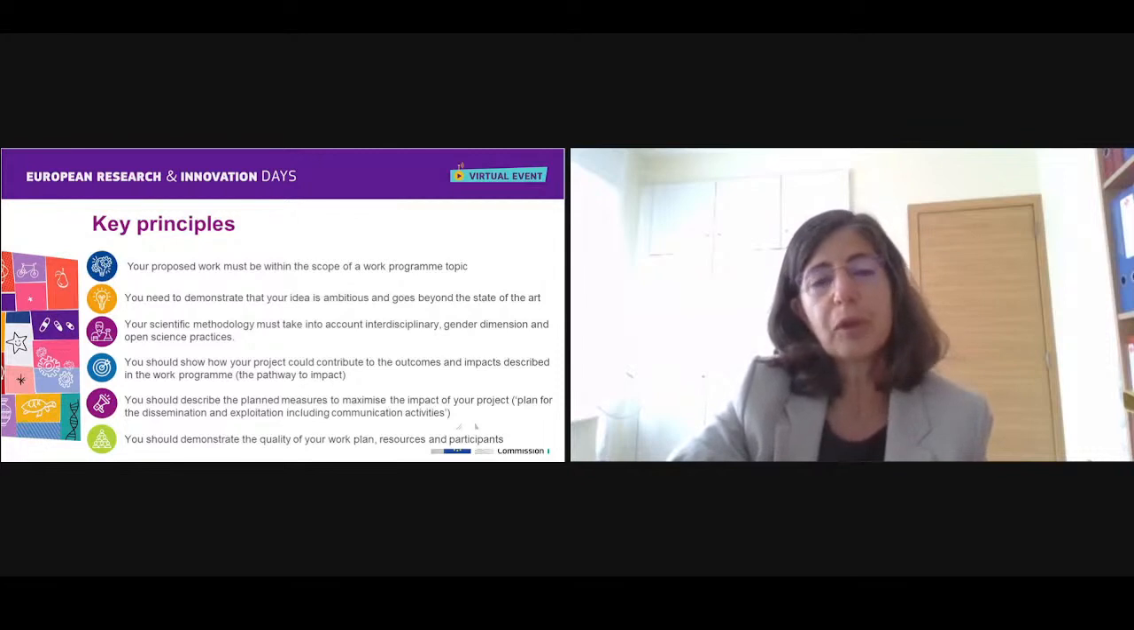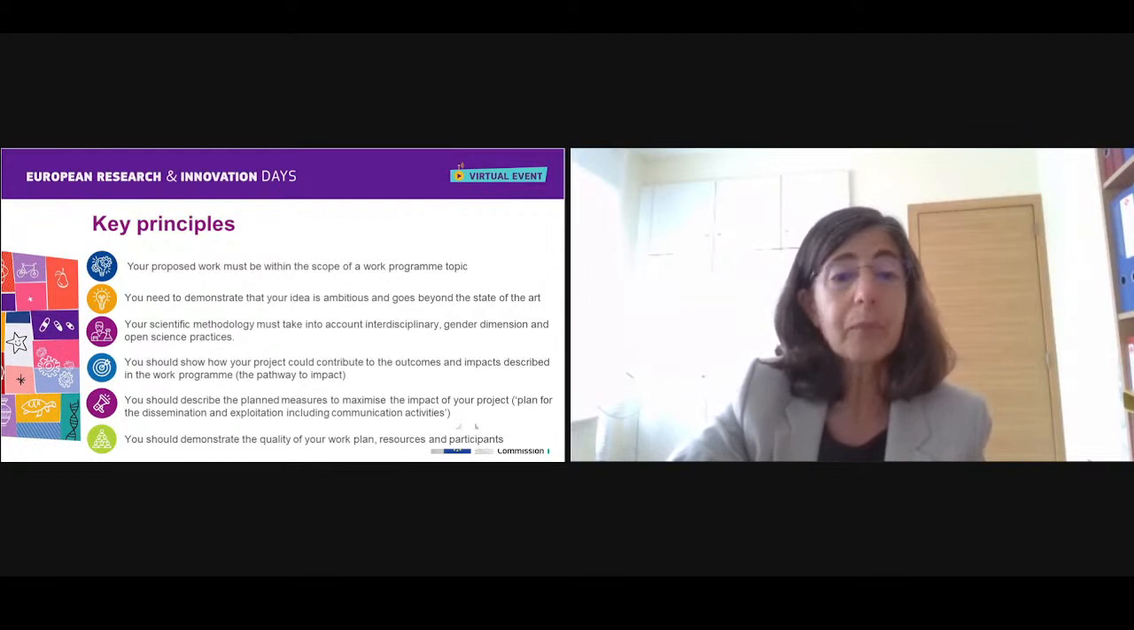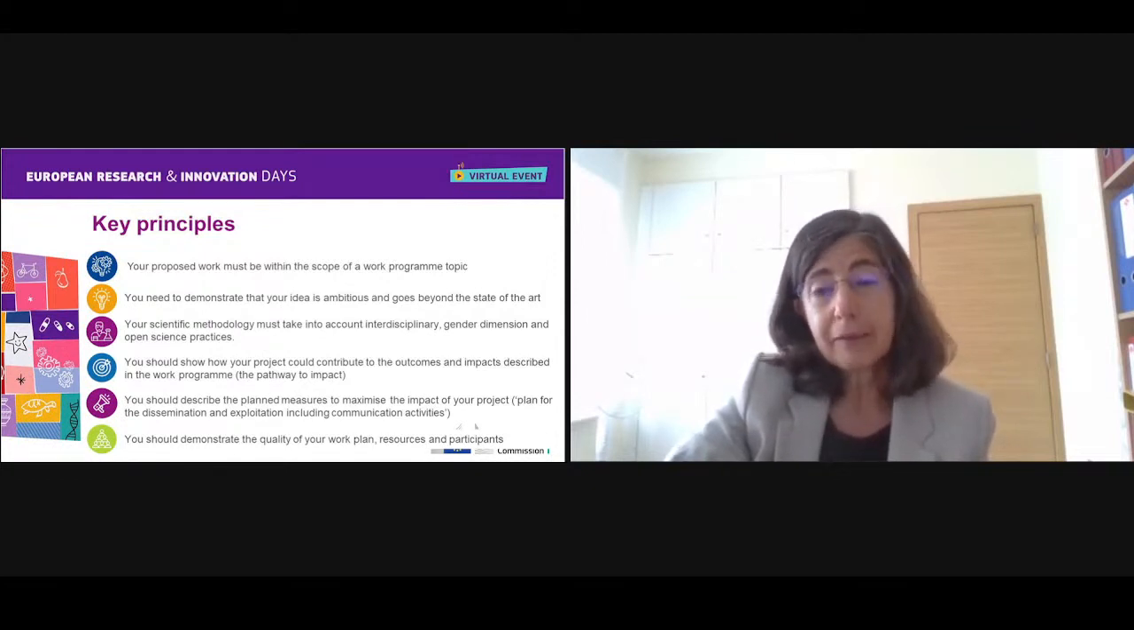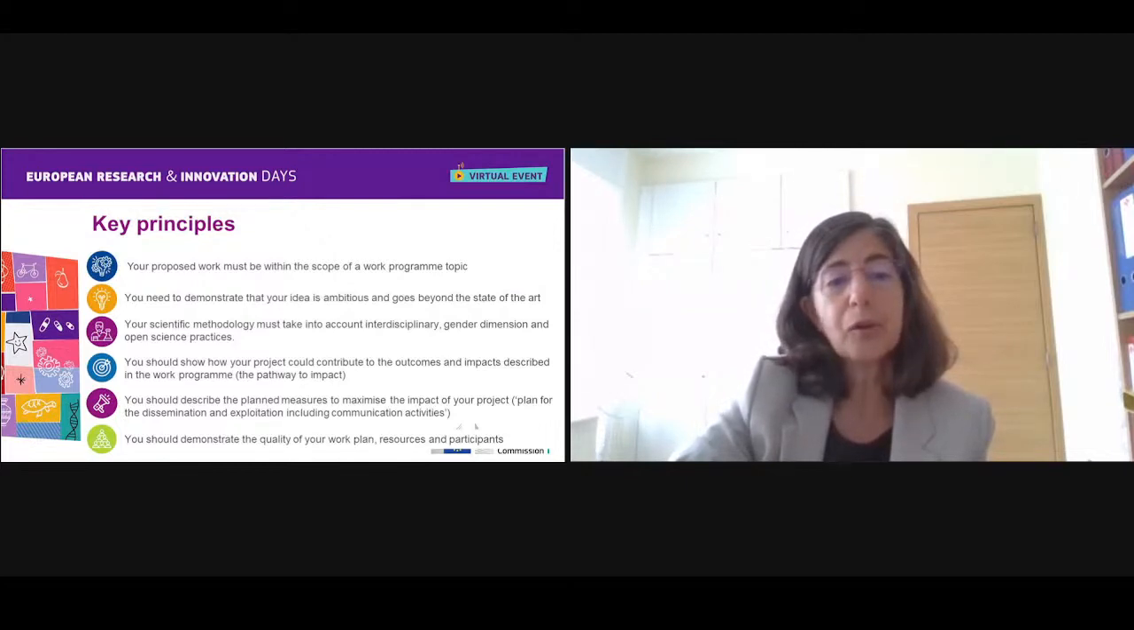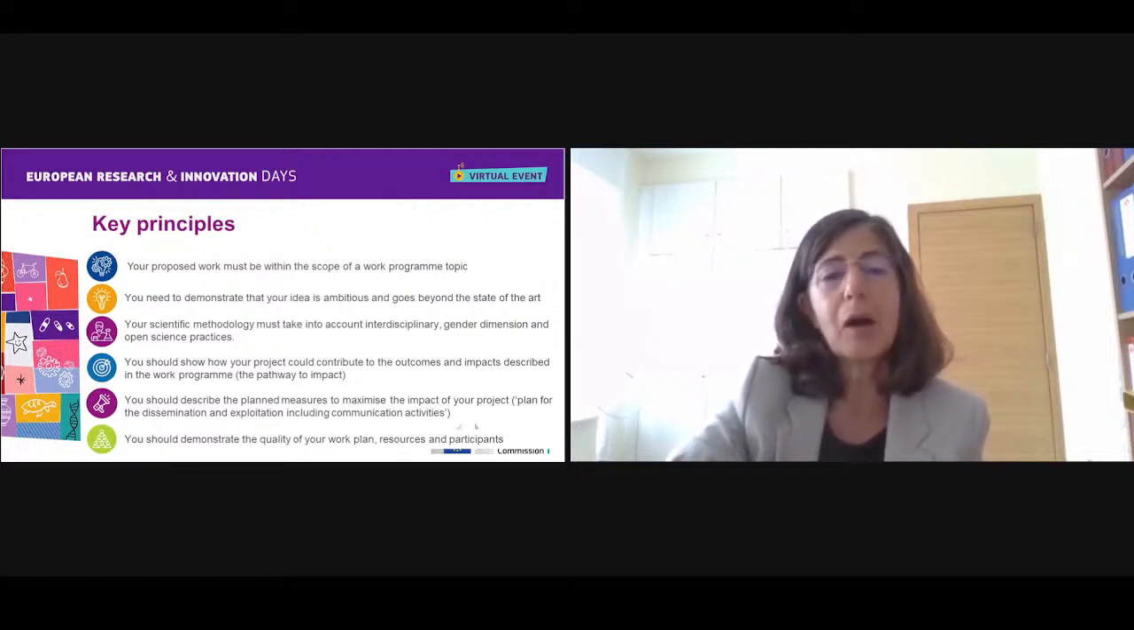It's not so important in those bottom-up calls in which we open topics which are not prescriptive, so we are open for ideas. Then, and this is related mainly to the excellence criteria, you need to demonstrate that your idea is ambitious and goes beyond the state of the art. And for this, you will find instructions in the proposal template on how to demonstrate this.